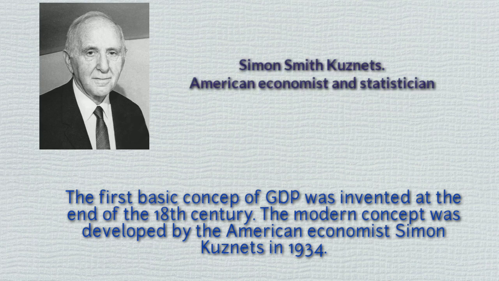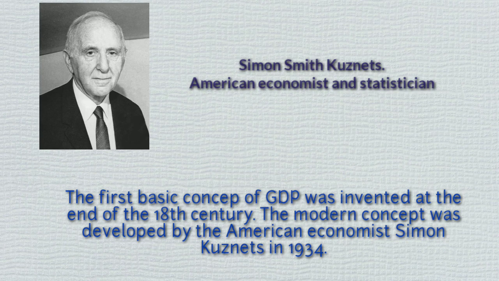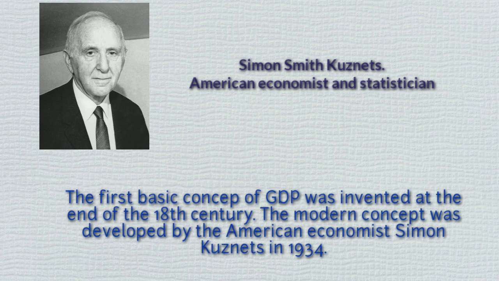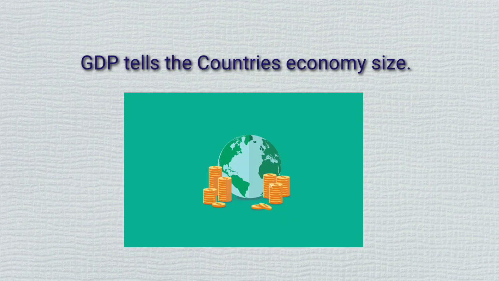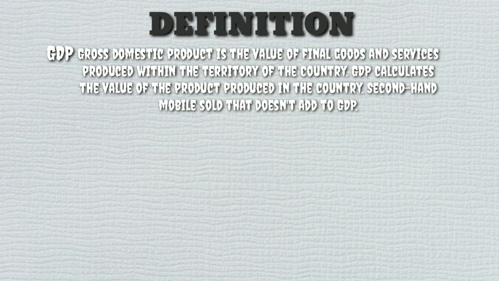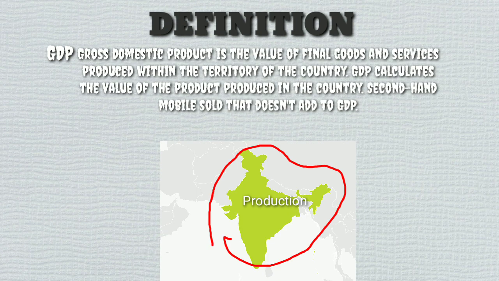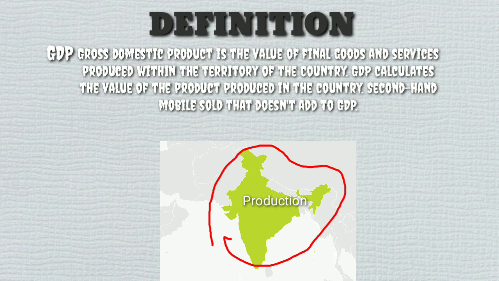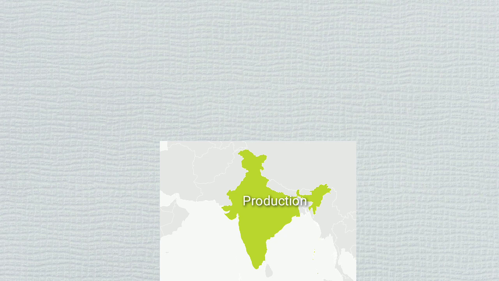The first basic concept of GDP was invented at the end of the 18th century. The modern concept was developed by the American economist Simon Kuznets in 1934. GDP tells the country's economy size. Definition: gross domestic product is the value of final goods and services produced within the territory of the country. GDP calculates the value of the product produced in the country.